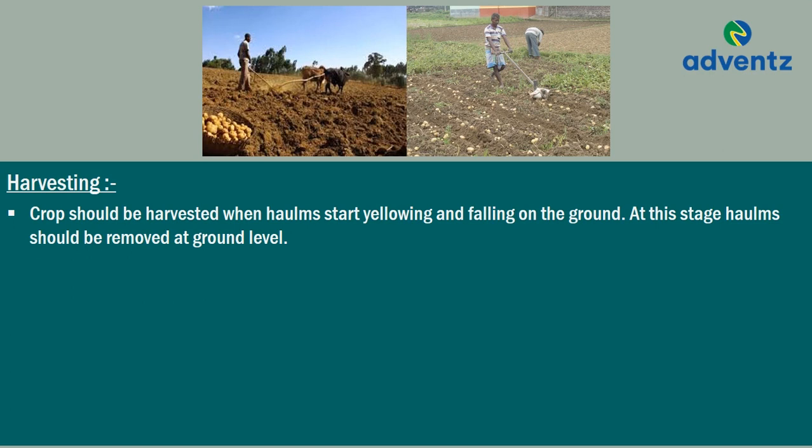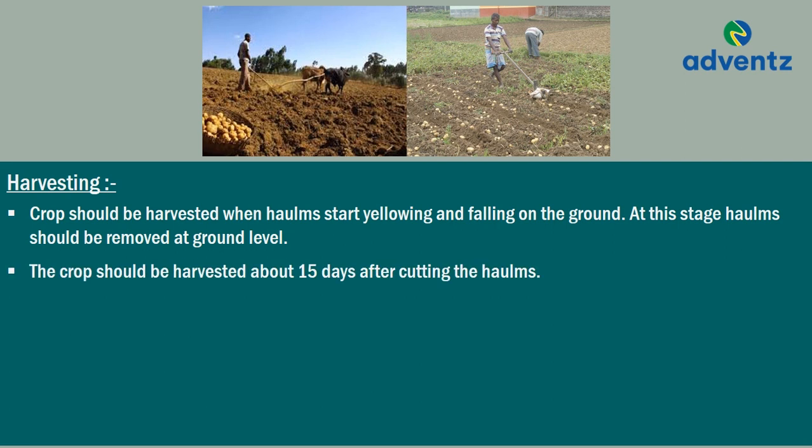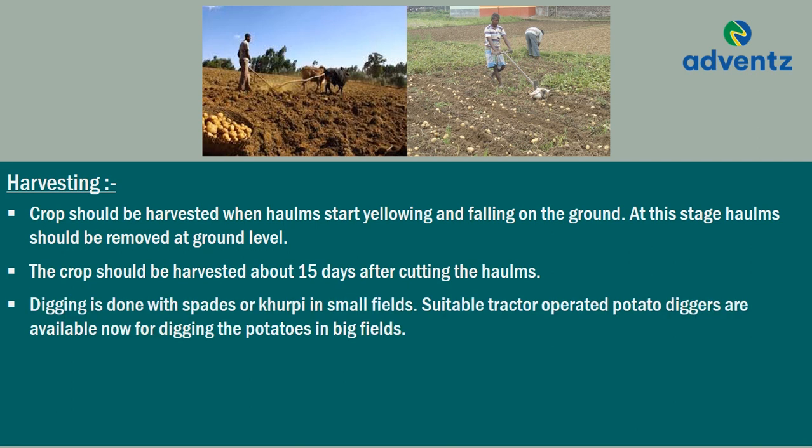How do we harvest potato? Crop should be harvested when haulms start yellowing and falling on the ground. This is the last stage of potato cultivation. At this stage, haulms should be removed at ground level. The crop should be harvested about 15 days after cutting the haulms.